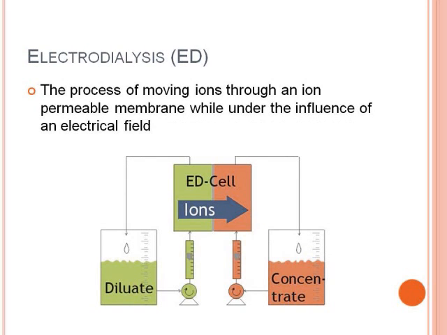Electrodialysis, or ED, is the process of moving ions through an ion-permeable membrane while under the influence of an electrical field. The picture shown here shows a general overview of an ED unit. The diluate, or feed compartment, on the left holds the original solution needed to be purified. The concentrate, or brine compartment, on the right holds the leftover ionic contaminants.